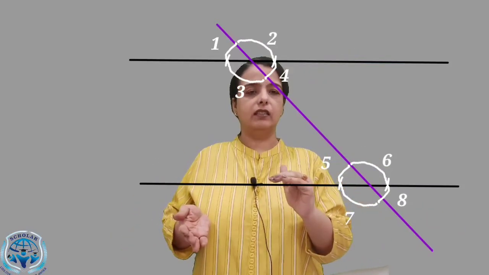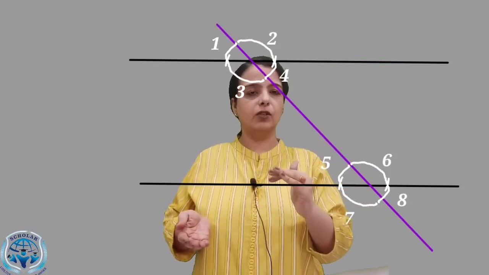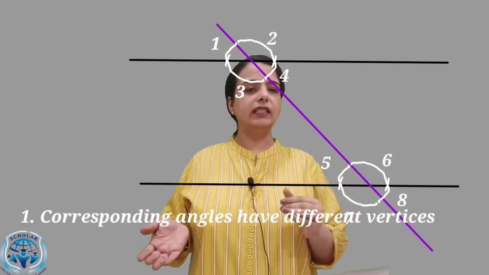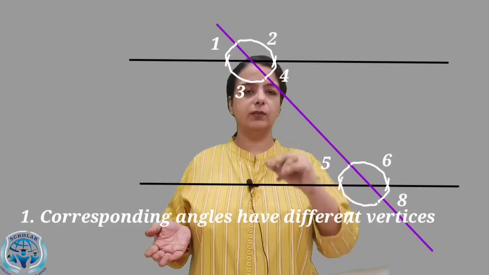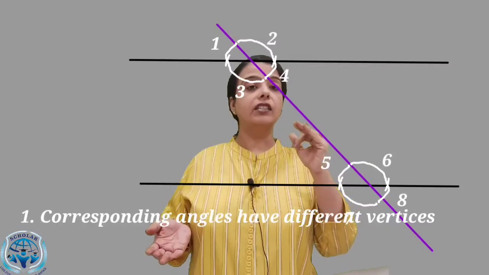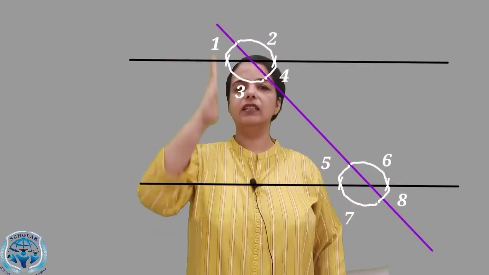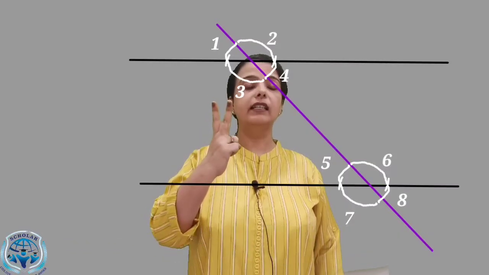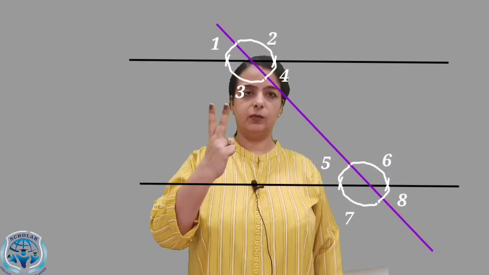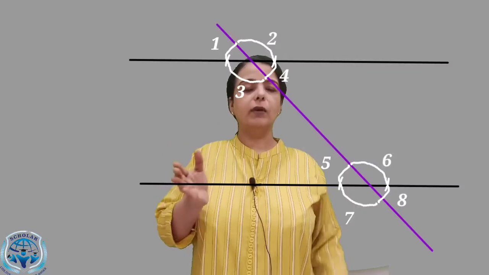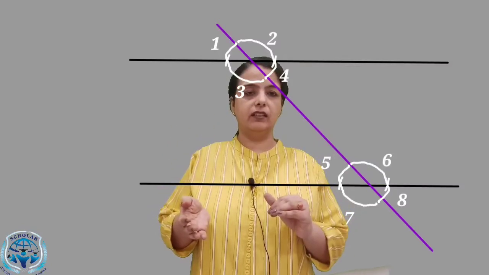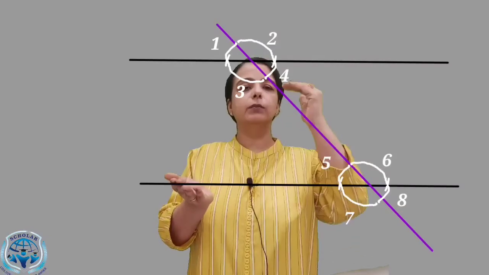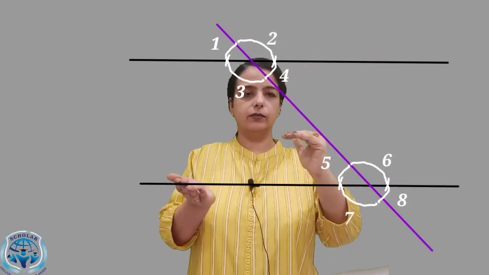So the characteristics of corresponding angles: they have different vertices. You can see in the figure the vertices of the corresponding angles are different. Now you can see corresponding angles are on the same side of the transversal. This is another characteristic of corresponding angles. Now talk about the position of the corresponding angles. They are above and below, left or right, relative to the position of the two lines.